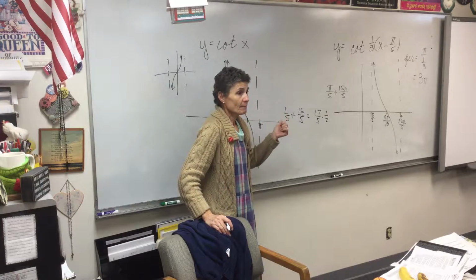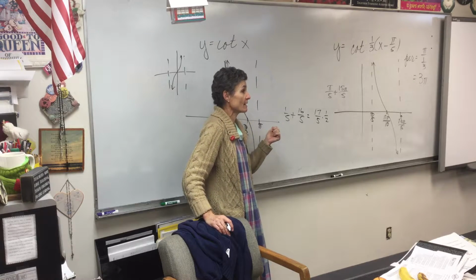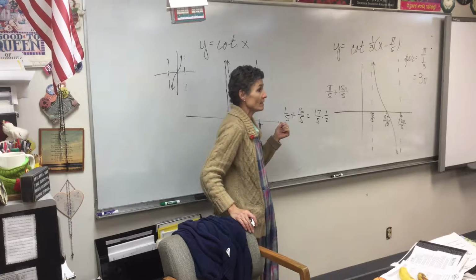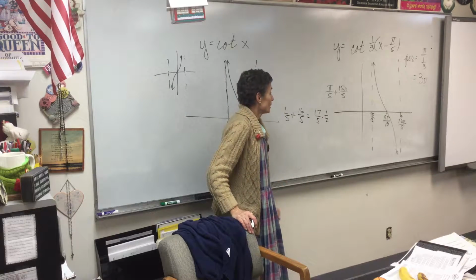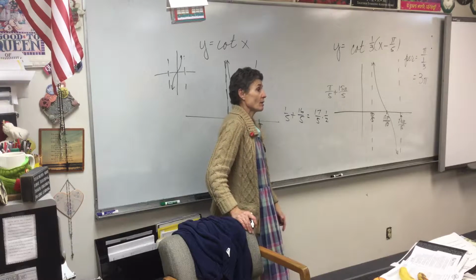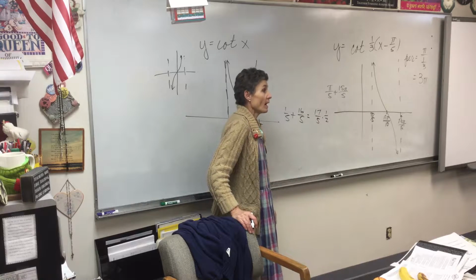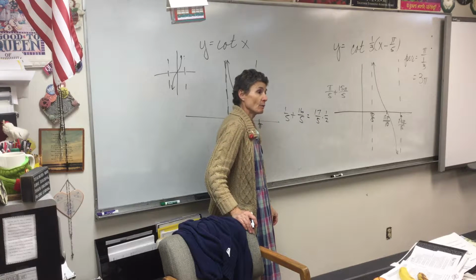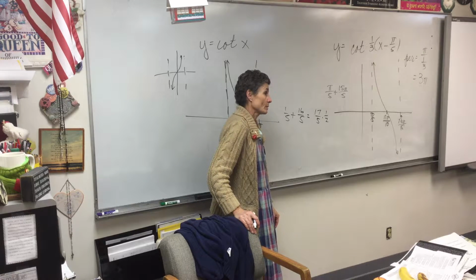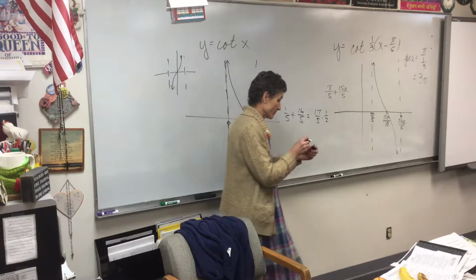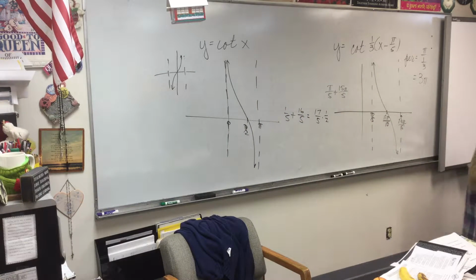What's the amplitude of that guy? No amplitude. Remember, the only trig functions that have amplitude are sine and cosine. Everything else shoots up and down. We said the period was 3 pi. What's our phase shift, our horizontal shift? Pi over 5, right? And what about our vertical shift? We don't have one. 0.